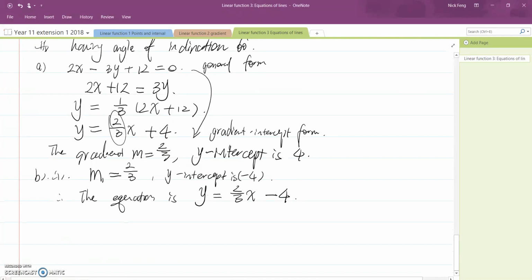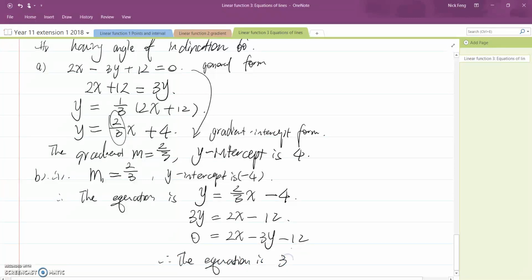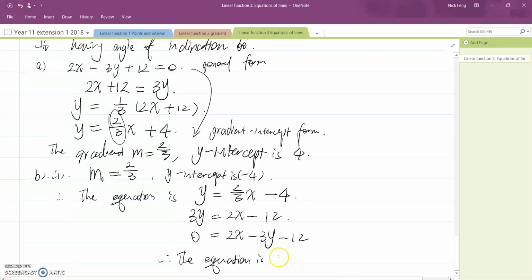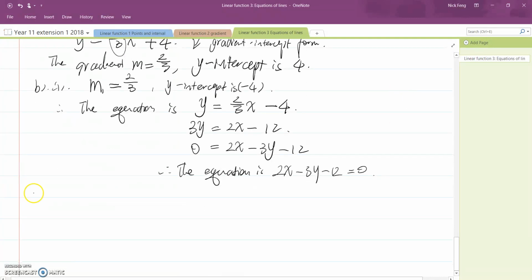First of all, get rid of the fraction, multiply both sides by 3: 3y equals 2x minus 12. And secondly, put everything to one side, leaving the other side equal to 0. As I said, we normally put it on the side where the coefficient of x is positive. So I will just do that. Therefore, the equation is 2x minus 3y minus 12 equals 0. That's the first part done.